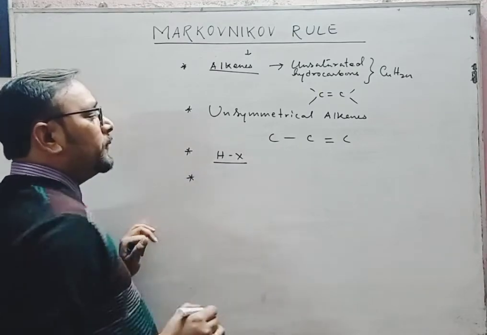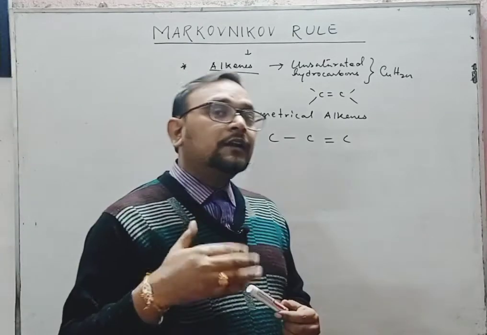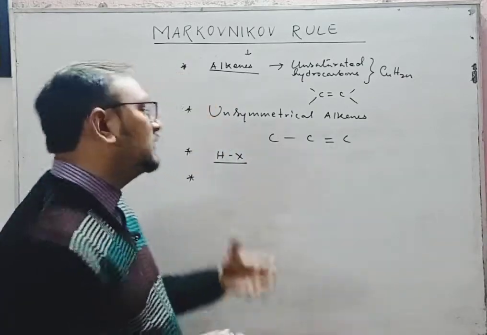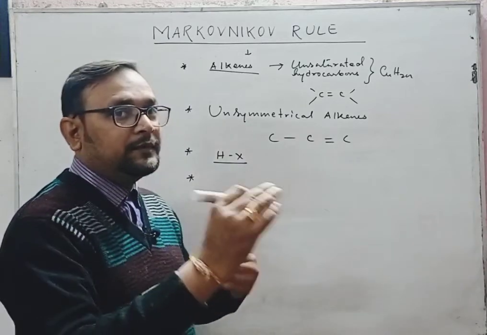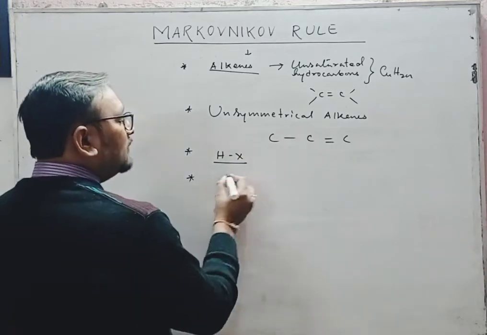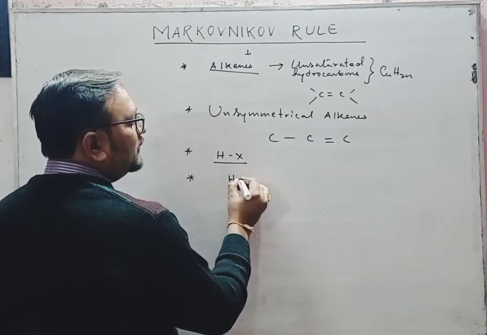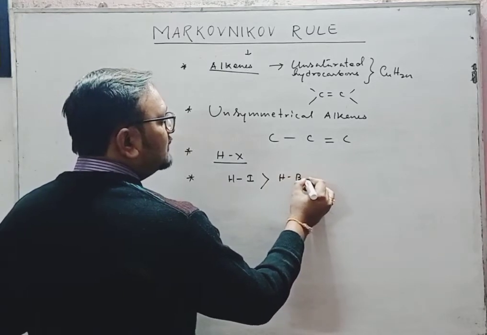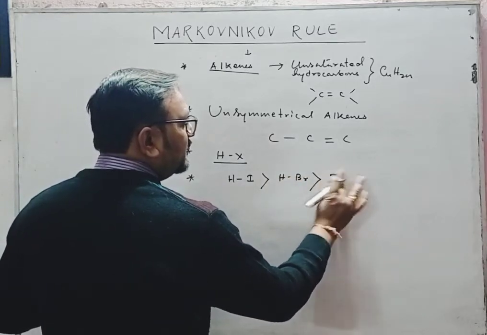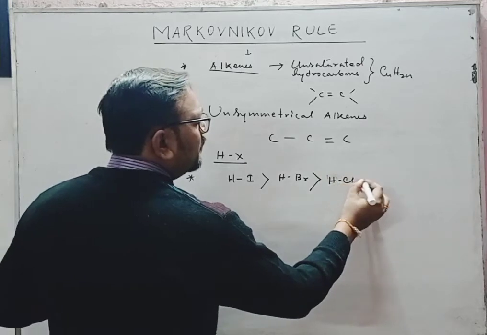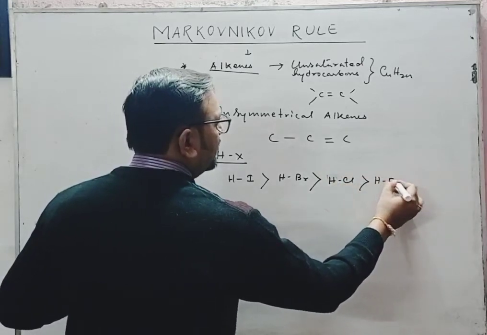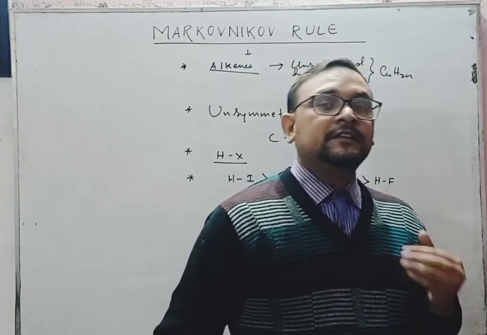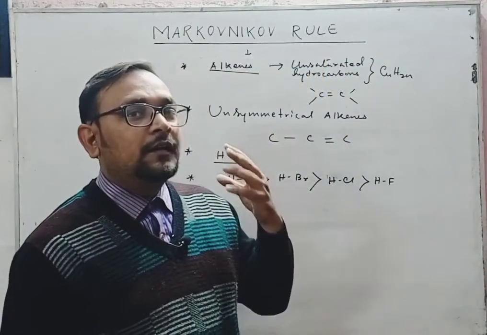And the fourth important point is the order of the reaction. If we are taking X as the halogen or the nucleophile here, then what is the order of reactivity for the halogen? The order is, first hydrogen iodide, then hydrogen bromide, then hydrogen chloride, and finally hydrogen fluoride. So this also we need to keep in our mind.